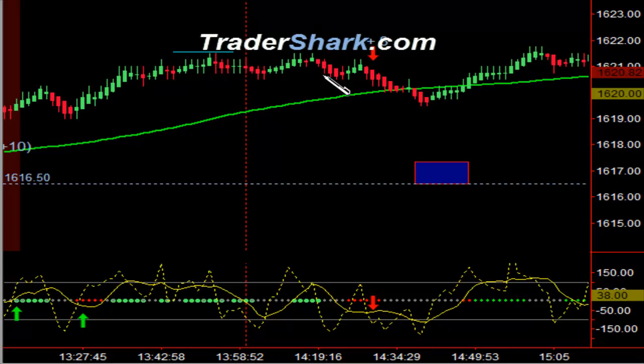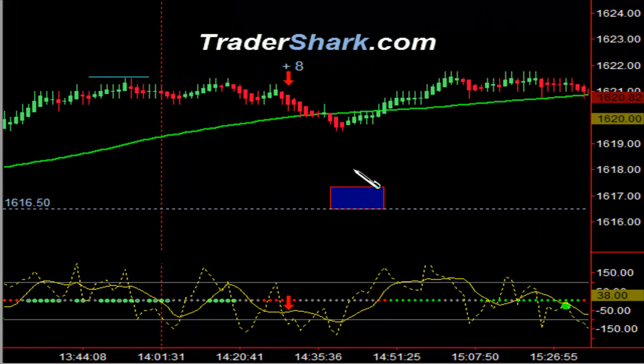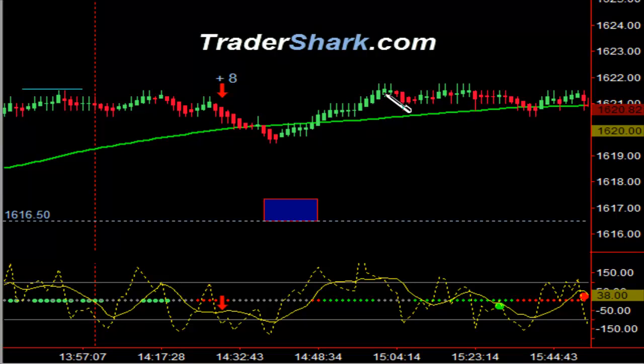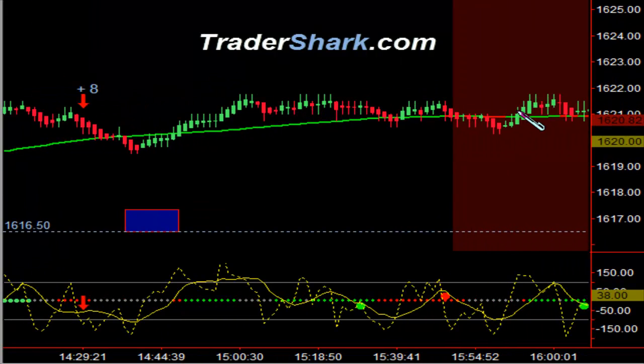Now, this pullback, it was only barely 2 points. If the market was to run higher into the close, we would have expected at least a 5-point pullback down to this little rectangular area. Since we only had a 2-point pullback, I did not expect much further run to the upside and expected sideways chop into the close. And that's exactly what we got.